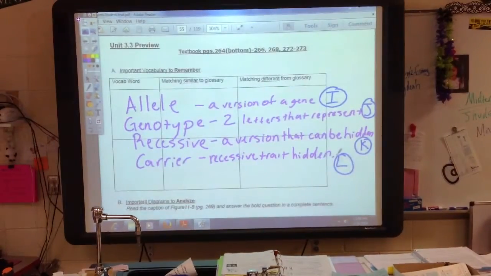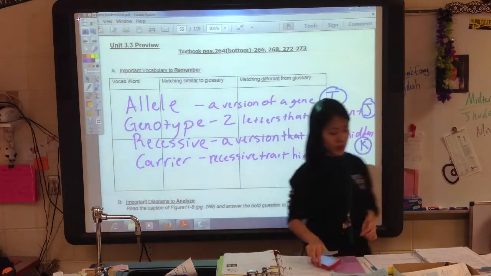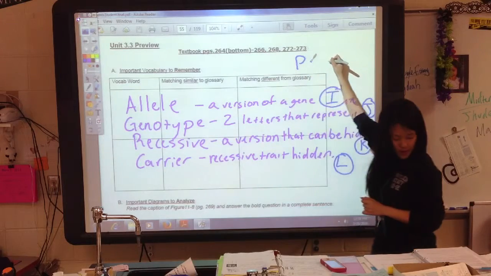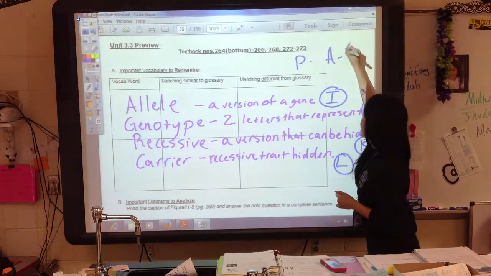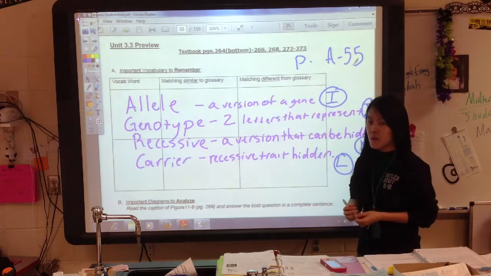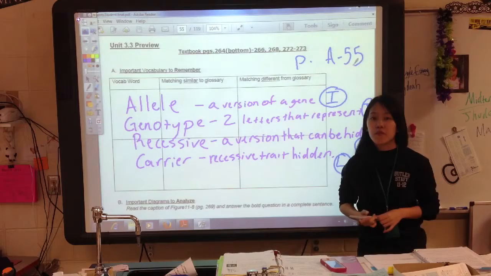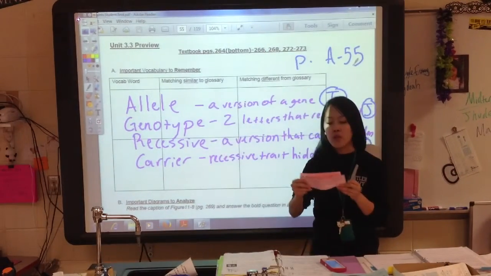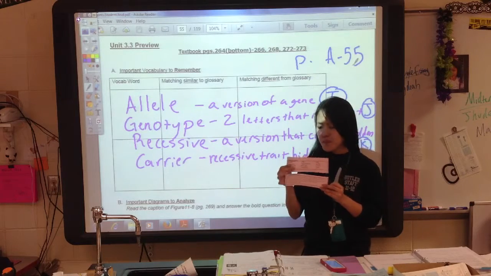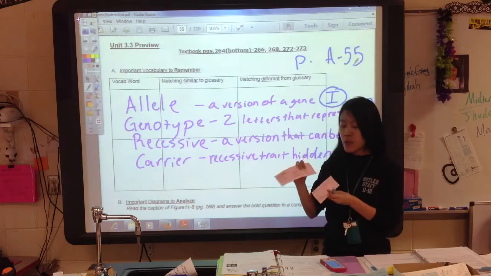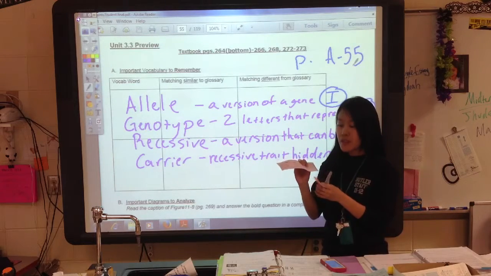So today what we're going to first start on is going to be your preview for Unit 3.3. Your preview is going to be on page A55. So if you'll take a minute and turn to page A55. While you're turning to page A55, you'll also want to have out both of your pink vocab sheets from this unit. I don't think we've had a chance yet to go over the last column of vocabulary words and matching that up with our definitions.